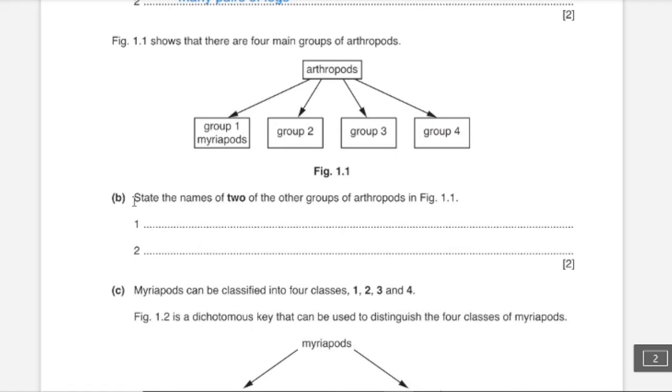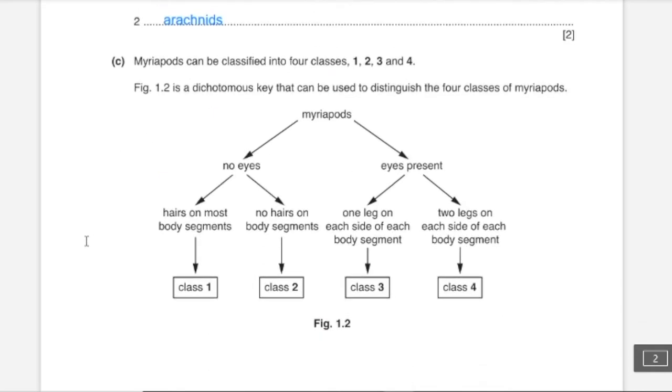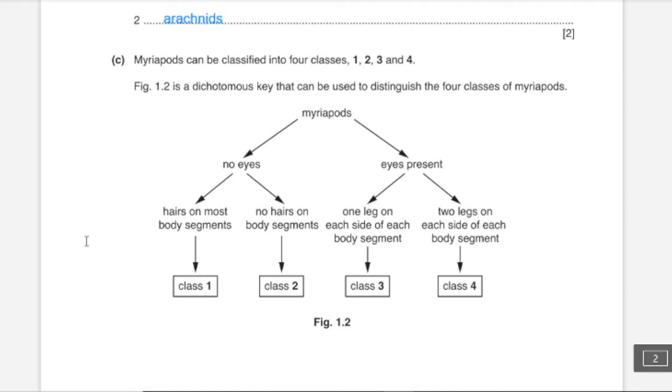B. State names of 2 of the other groups of arthropods. Right, so the other 3 are insects, arachnids, and crustaceans. We only need to write 2. So I'm writing. C. Meropods can be classified into 4 classes: 1, 2, 3, and 4.